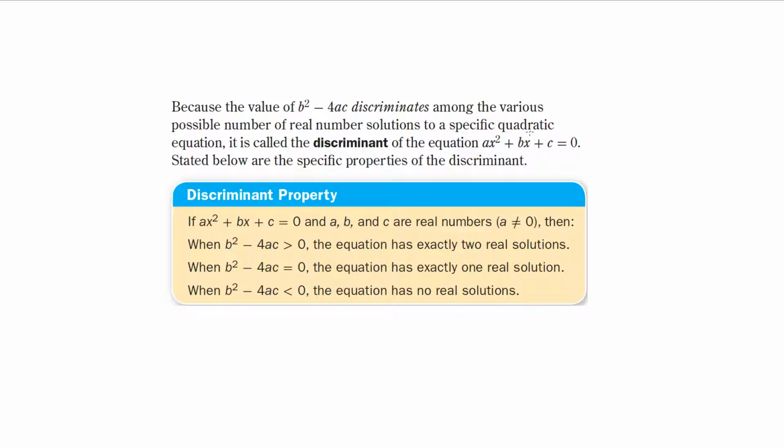Stated below are the specific properties of the discriminant. If ax squared plus bx plus c equals 0, and a, b, and c are real numbers, and a does not equal 0, then when b squared minus 4ac is greater than 0, the equation has exactly two real solutions. When b squared minus 4ac equals 0, the equation has exactly one real solution. When b squared minus 4ac is less than 0, the equation has no real solutions.